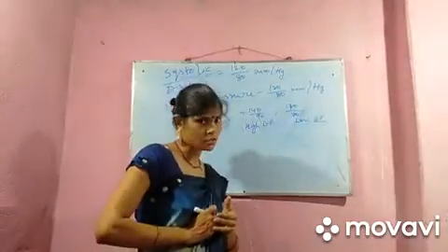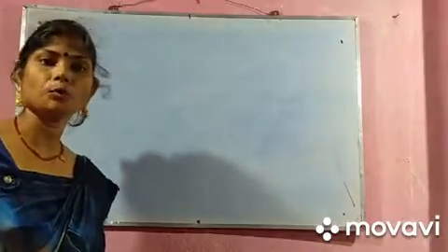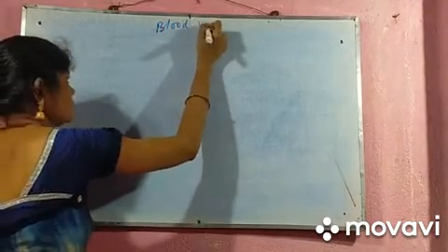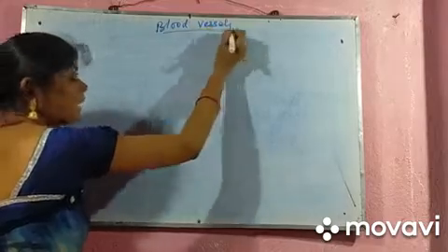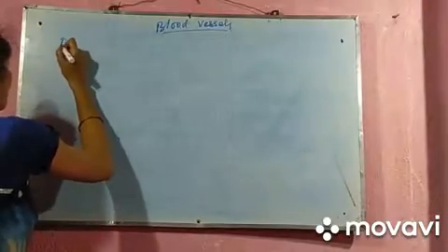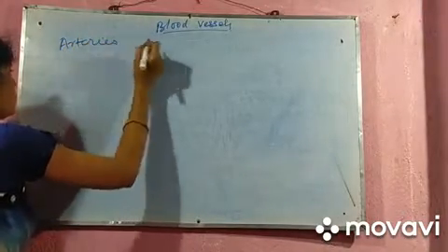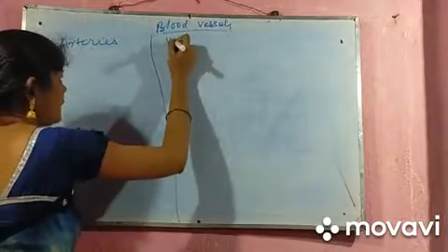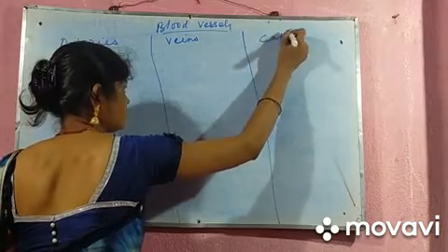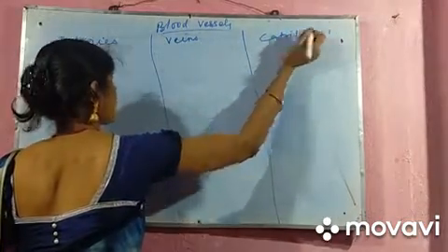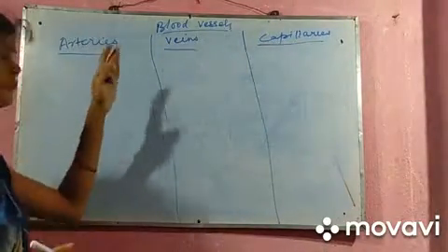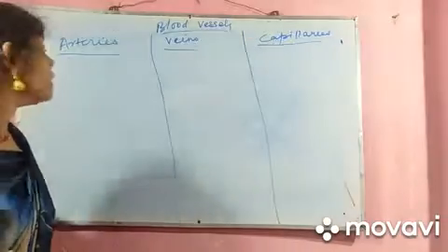Now we will read about blood vessels a little bit. They are of three types: arteries, veins, and capillaries. So we will discuss here. Blood vessels are of three types.